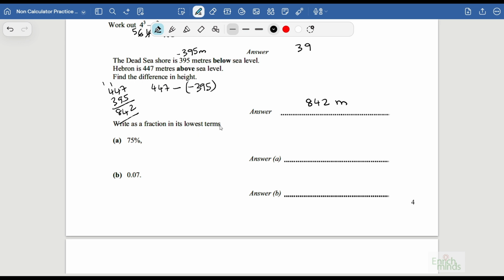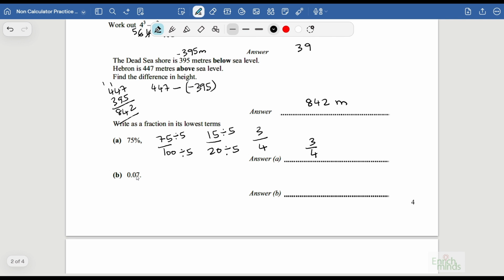Write as a fraction in its lowest terms. 75% is equivalent to 75 over 100 as a fraction. In its lowest form, you can simplify the numerator and denominator by dividing by 5. 5 goes in 75 15 times. 5 goes in 100 20 times, so 15 over 20. We can simplify it further by dividing by 5. 5 goes in 15 3 times, and 5 goes in 20 4 times. So 3 quarters. 75% is equivalent to 3 quarters as a fraction.